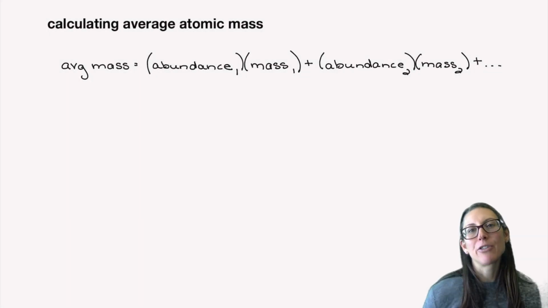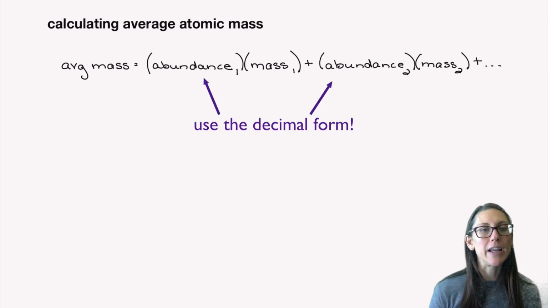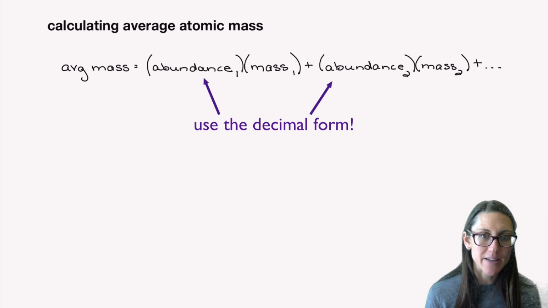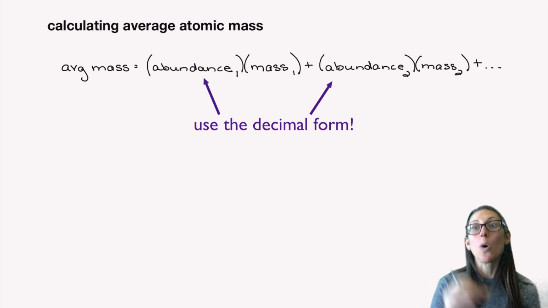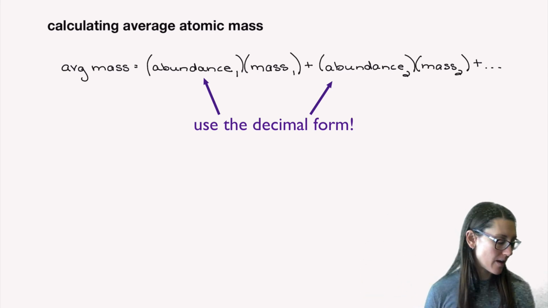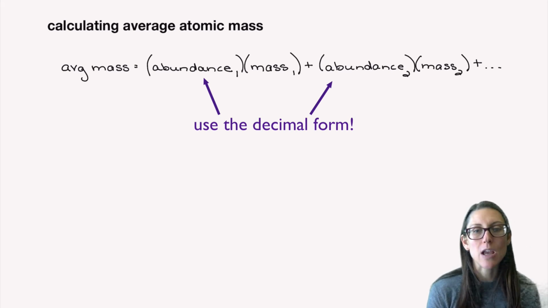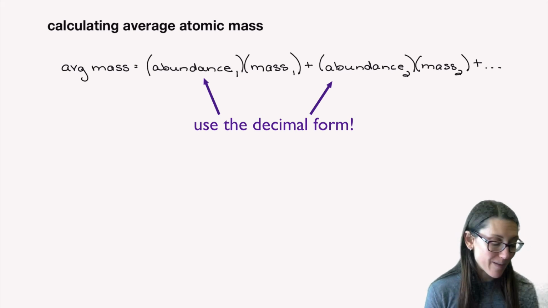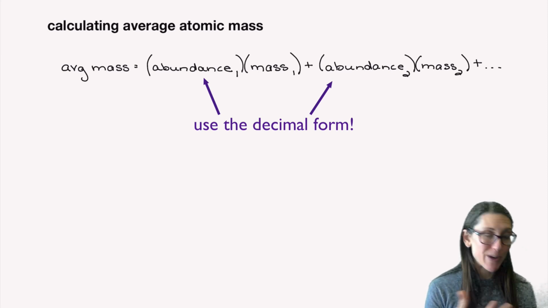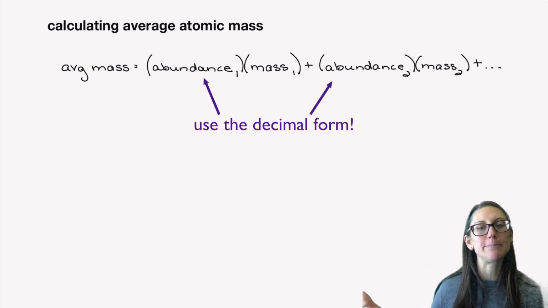In order to calculate the average atomic mass, we multiply the abundance in decimal form by the mass of an isotope, and then we add that to the abundance in decimal form times the mass of every other isotope we have in a sample or for a particular element. So for example, here, if I have only 2 isotopes, I take the abundance in decimal form, so take your percentage, divide by 100, multiply that by the mass, add that to the next isotope's abundance times the mass. If I had a third isotope, I'd have abundance times mass again. Just add them all up.